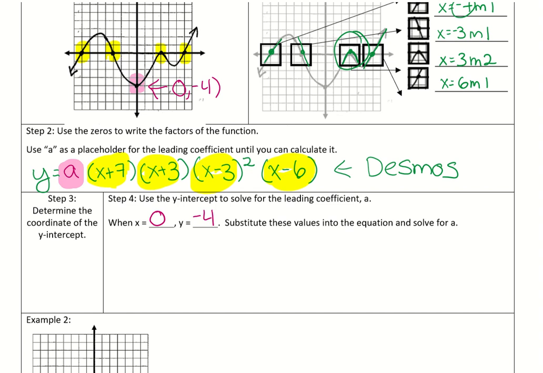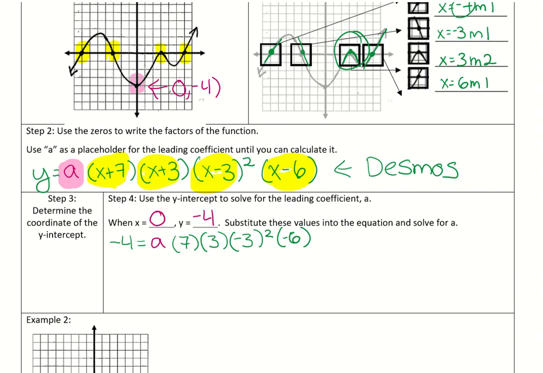We can use that to rewrite our equation. Everywhere you see a y, you're going to put a -4, and everywhere you see an x, you're going to put a 0. So -4 equals, we're going to leave that a alone, and then we're going to put 0 in. So 0 plus 7 is 7, 0 plus 3 is 3, 0 minus 3 is -3 squared, and 0 minus 6 is -6.